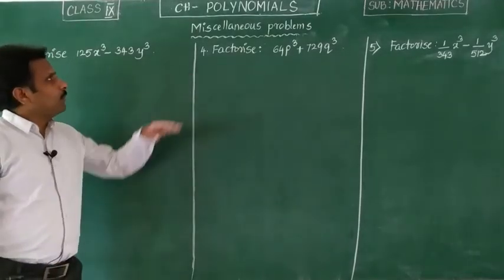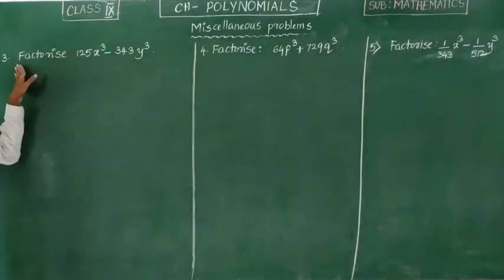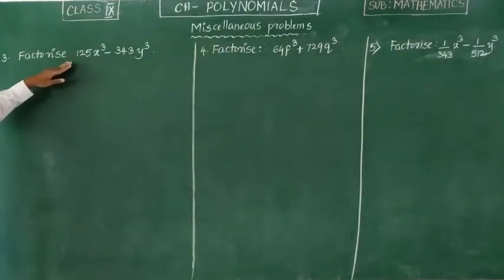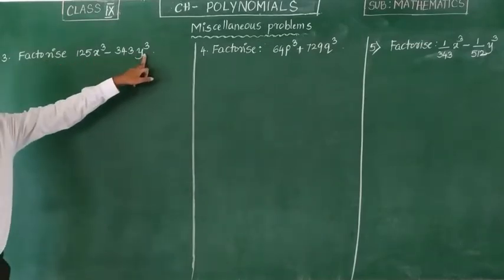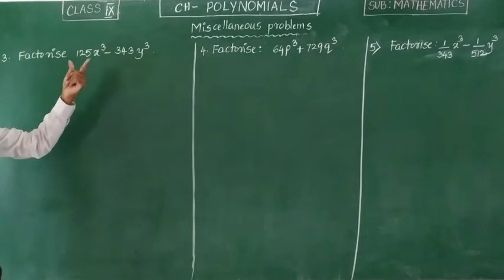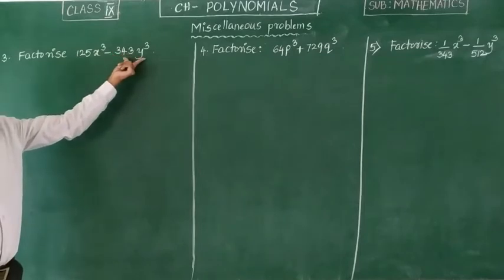Now let us see a few more miscellaneous problems on the polynomial chapter. The third one you observe here is a factorization problem. It is asked to factorize 125x cube minus 343y cube. Observe carefully the given polynomial: 125x cube can be written in cubic form, and 343y cube can also be written in cubic form.